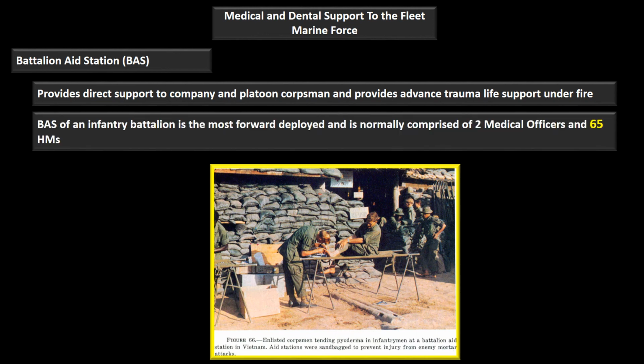Your BAS, especially if an infantry battalion, is your most forward deployed and is normally comprised of 2 medical officers and 65 hospital corpsmen. Okay, 2 medical officers and 65 corpsmen usually make up, we call that your TO, but we don't need to get into that in this, right? But 65 HMs and 2 medical officers is usually what your infantry battalion Battalion Aid Station is made up of.